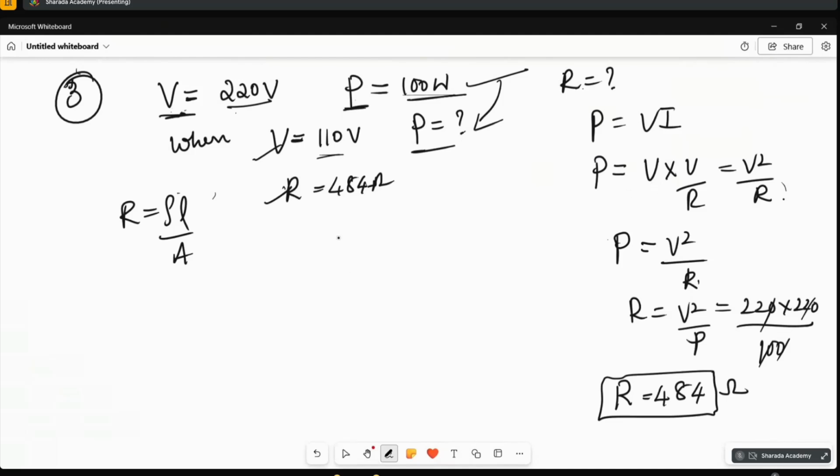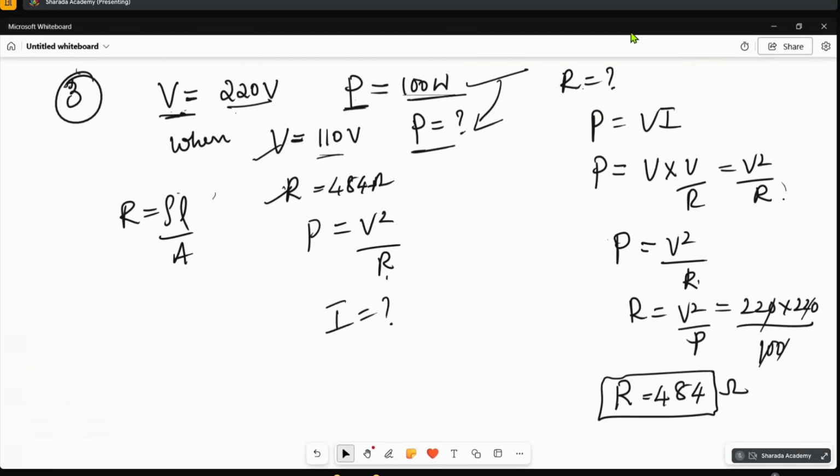Same formula I can use: P is equal to V square by R. I know voltage and resistance, so I can find the power. Whenever they give this type of question, first find R, and from that, find the other things. Find P and also find I for this.